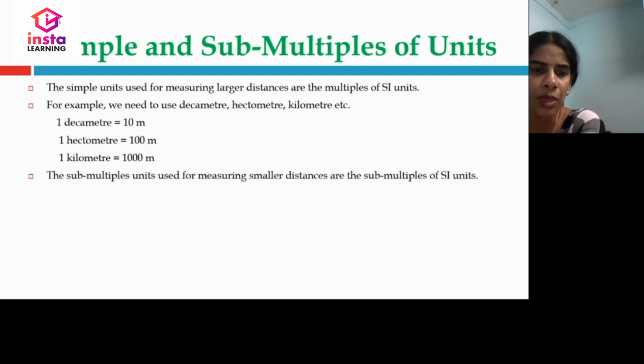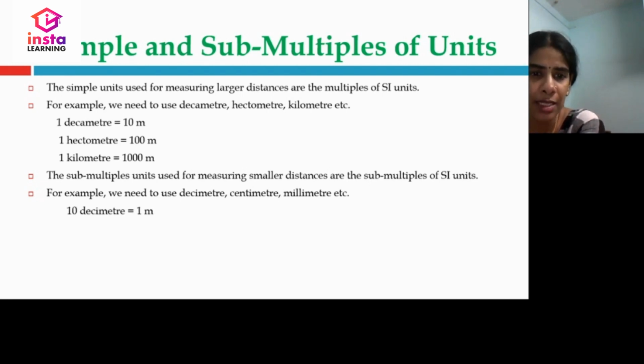The submultiple units are used for measuring smaller distances. For example, we need to use decimeter, centimeter, millimeter, etc. 10 decimeter is equal to 1 meter. 100 centimeter is equal to 1 meter. 1000 millimeter is equal to 1 meter.